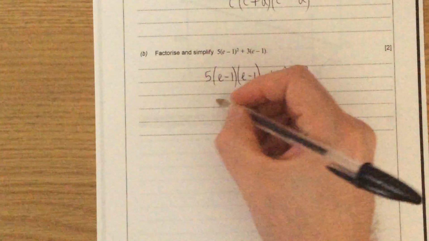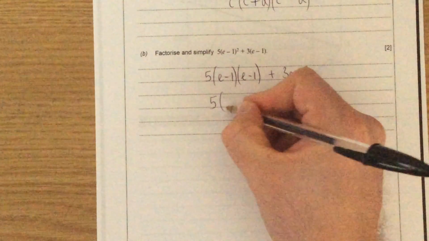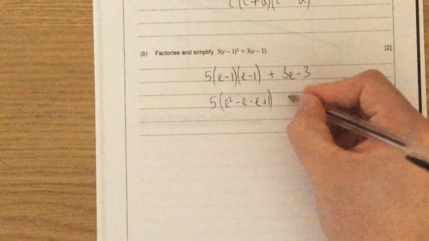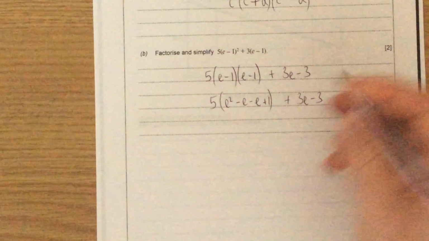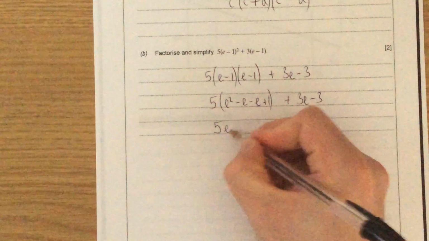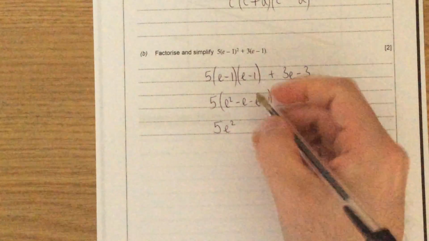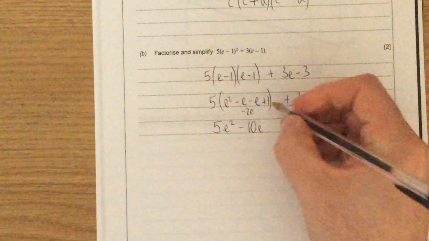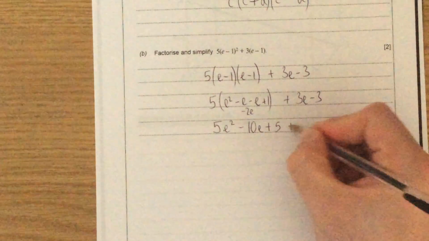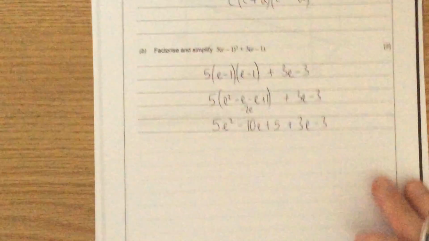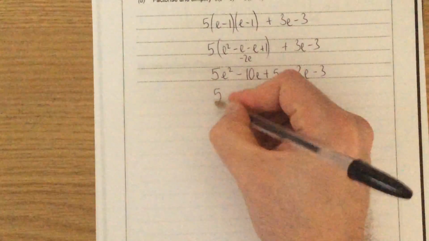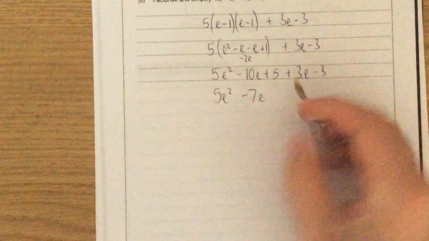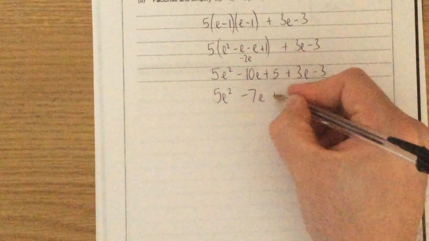So I end up with, let's do the FOIL first, e squared minus e minus another e plus 1. And don't forget the plus 3e minus 3 on the end. Then times by 5: 5e squared minus e minus another e is minus 2e, which when I times by 5 is minus 10e, and then plus 5, and then plus 3e minus 3. Then I can collect like terms. 5e squared minus 10e plus 3e is minus 7e, plus 5 minus 3 is plus 2.